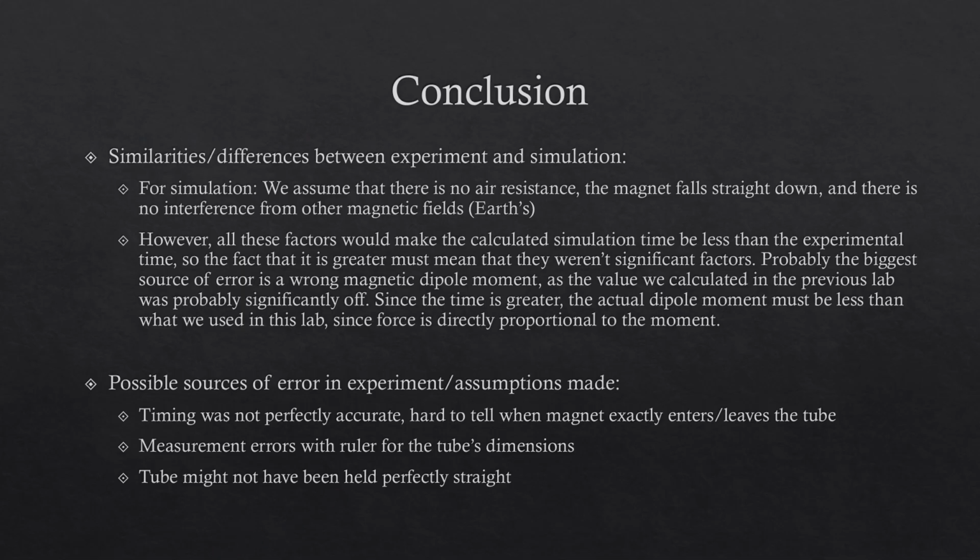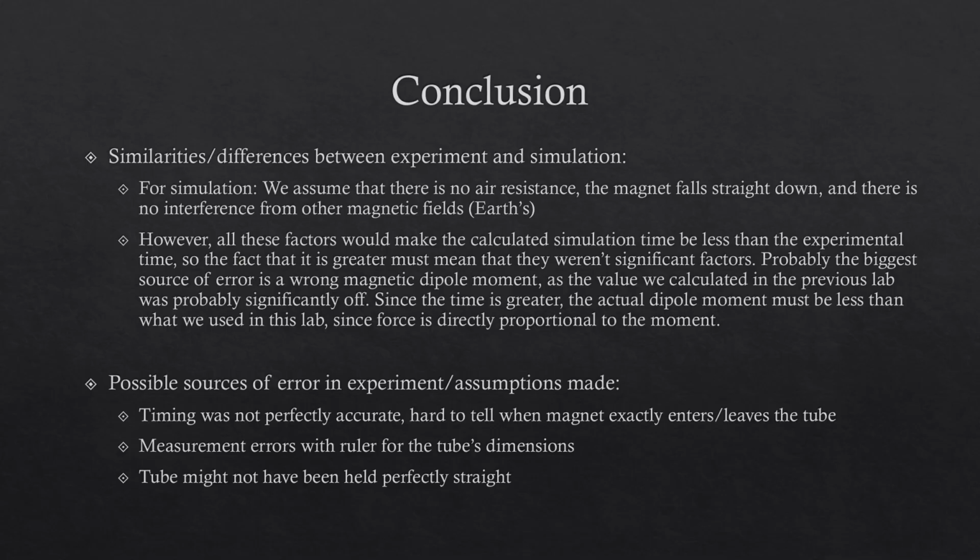So for some similarities and differences between the experiment and simulation, in the simulation we assume that there was no air resistance, that the magnet falls straight down, and that there is no interference from other magnetic fields such as Earth. However, all these factors would make the calculated simulation time be less than the experimental time. So the fact that it's greater must mean that there weren't significant factors.